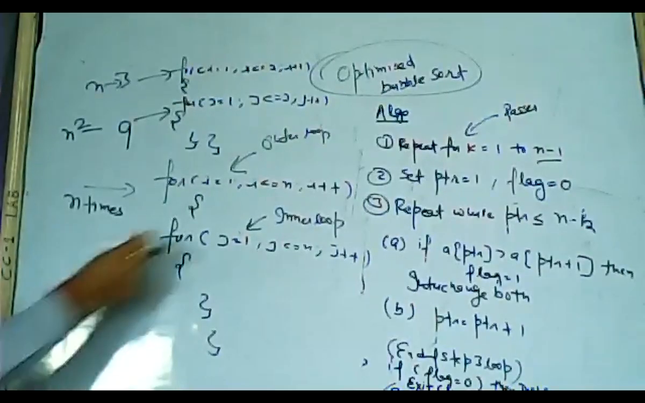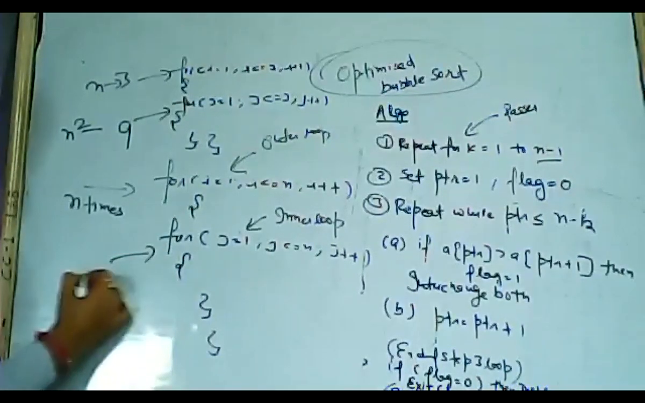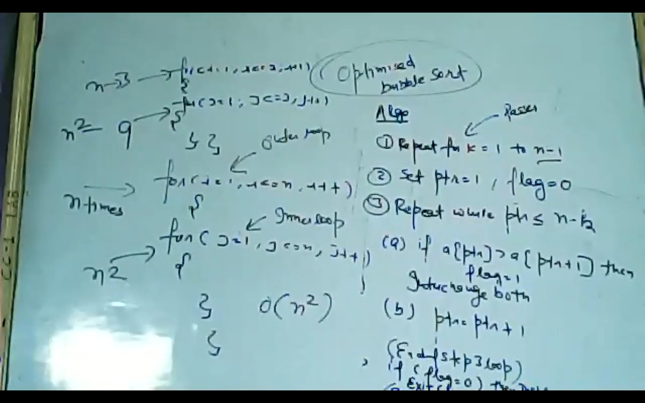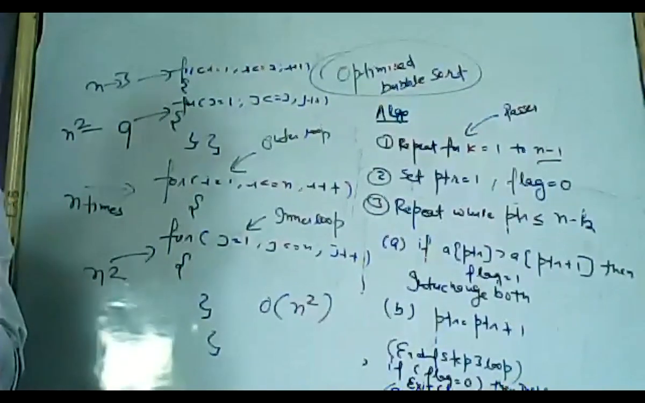So 3, 9. This means if this loop goes n times, this loop will go n times, and overall n square times. So it is order of n square. आप भी इसे देखिए, n के अंदर n का लूप चल रहा है. So that is why bubble sort complexity is order of n square.